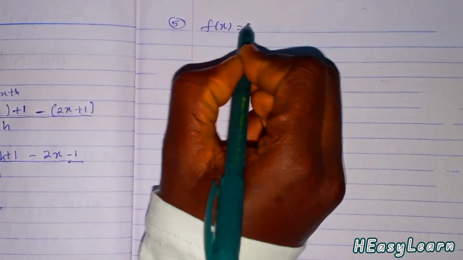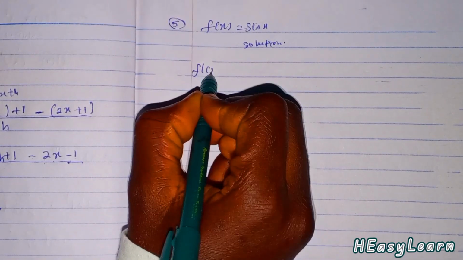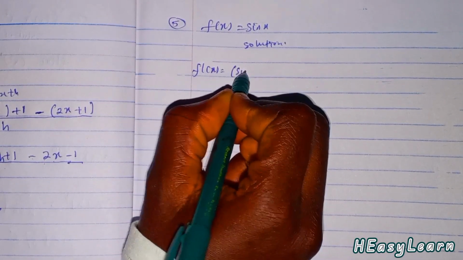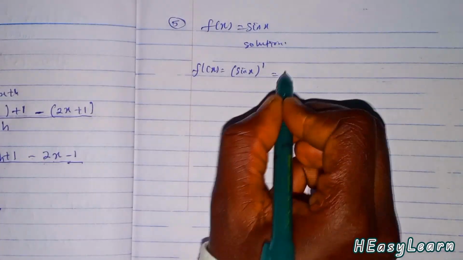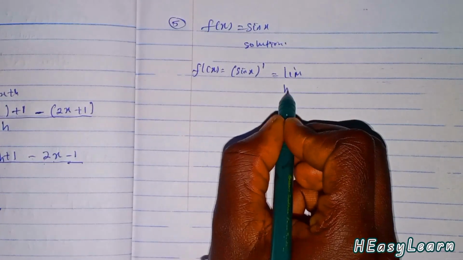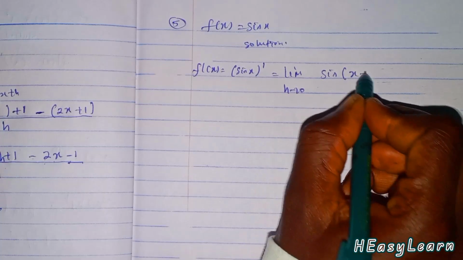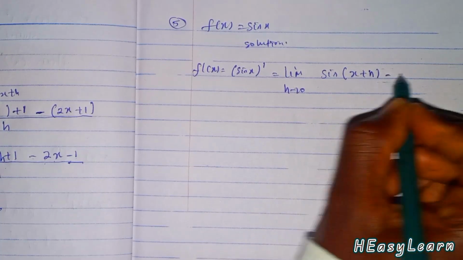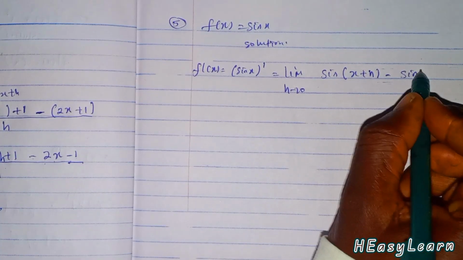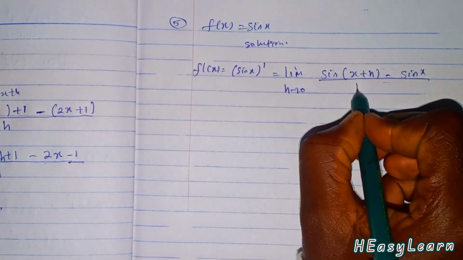f of x equals sine x. To use first principle to find the derivative, f prime of x is equal to the derivative of sine x. This is the same thing as the limit h approach 0, sine, anywhere there is x, plug in x plus h, minus the original function sine x over h.